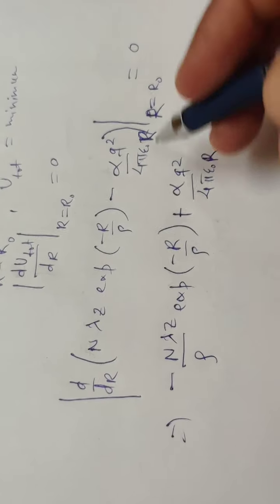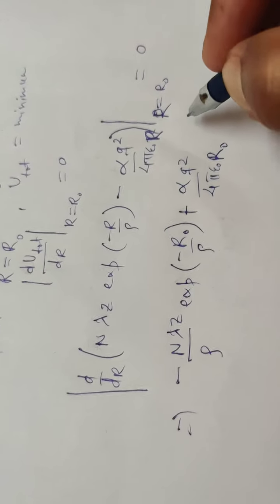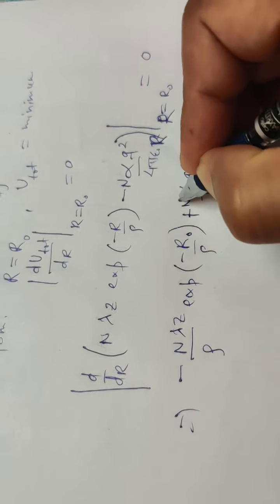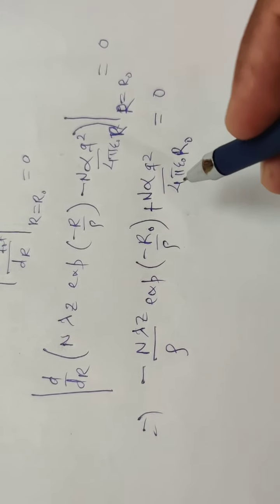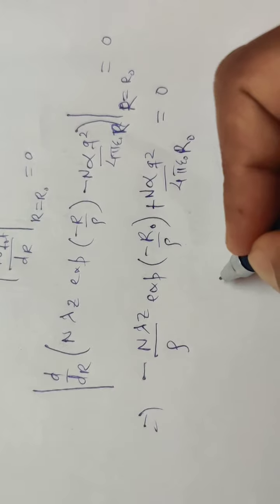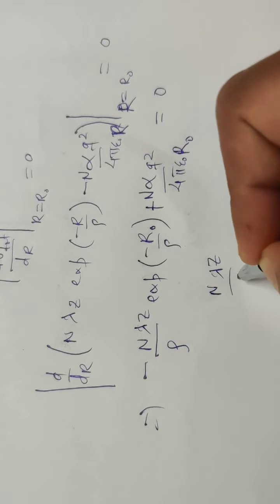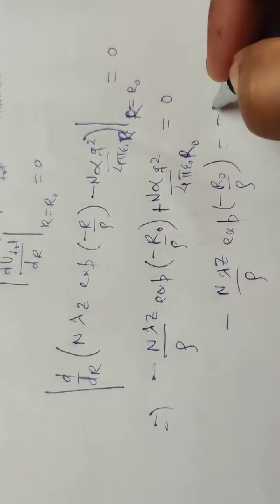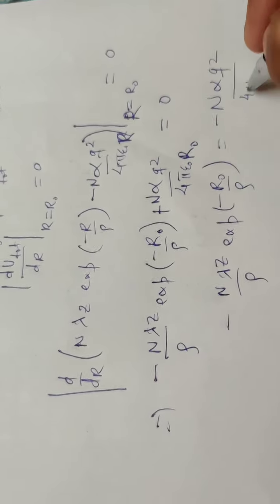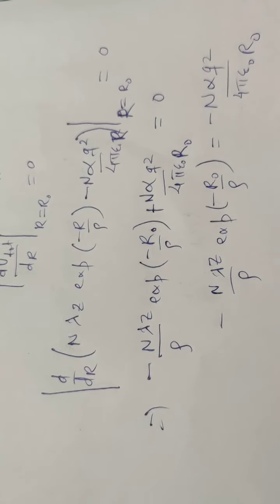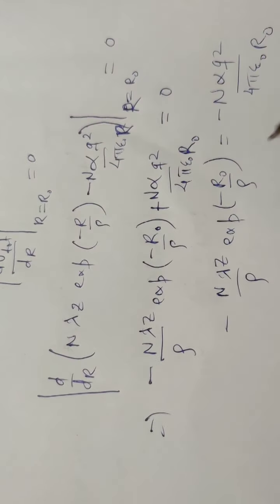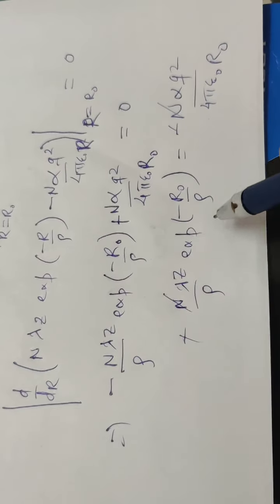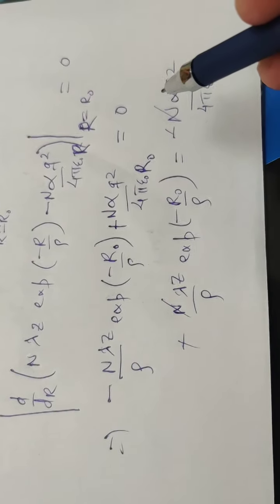If we put the value of r equal to r naught, this will be r naught, and this will be equal to 0, because I multiplied this by n, which will also be equal to 0. So now this will be n lambda z upon rho exponential minus r naught upon rho, minus n alpha q square upon 4 pi epsilon naught r naught. So n will be cancelled out, minus will be cancelled out, and you can find the value of this exponential on this other side. Now this is the resulting equation.